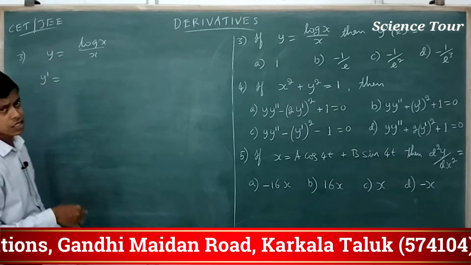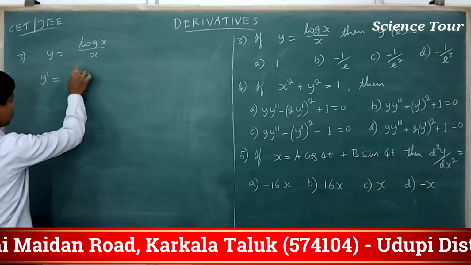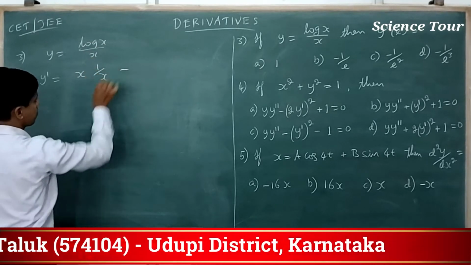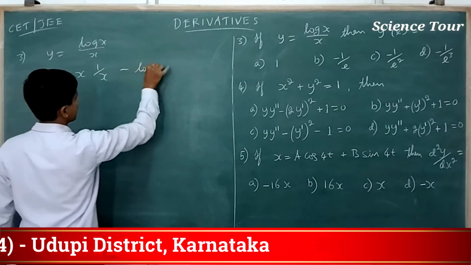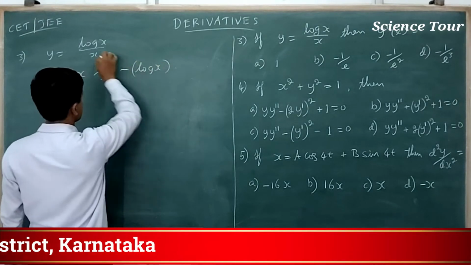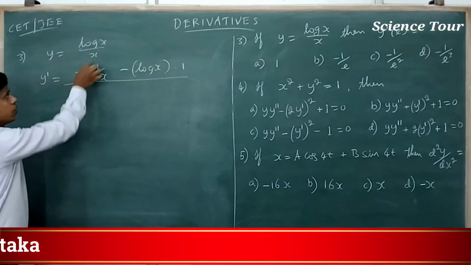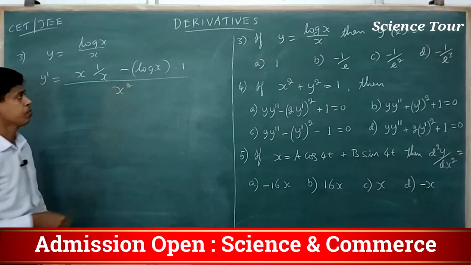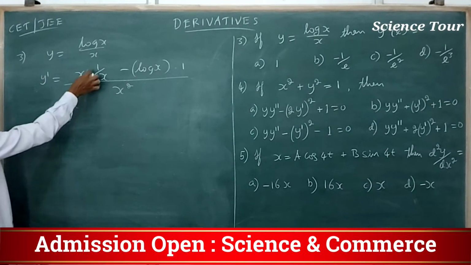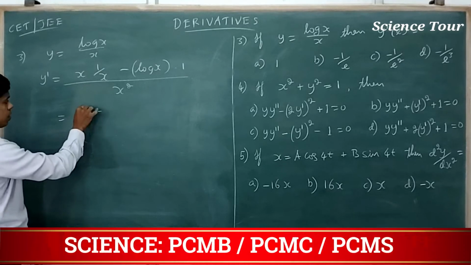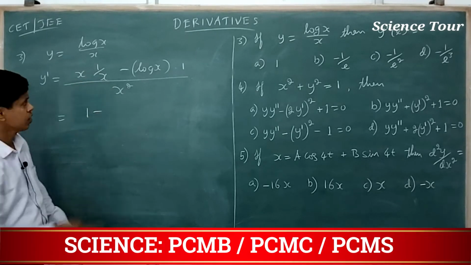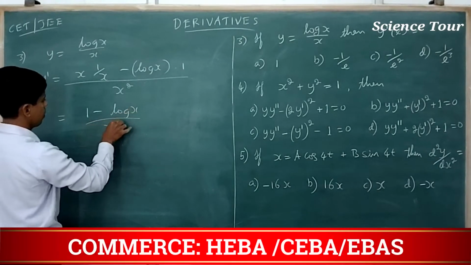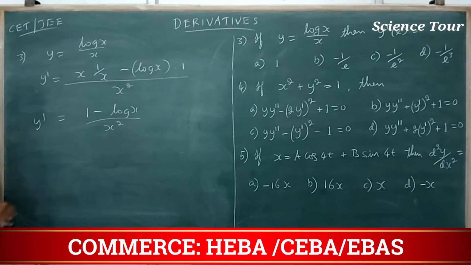Differentiate with respect to x, and you have to use the quotient rule here. So first x, derivative of log x is 1 by x, minus log x as it is into the derivative of x, which is 1, divided by the denominator square, so x square. Let's simplify. So you will have 1, correct, x into 1 by x, and minus log x divided by x square is the first order derivative.